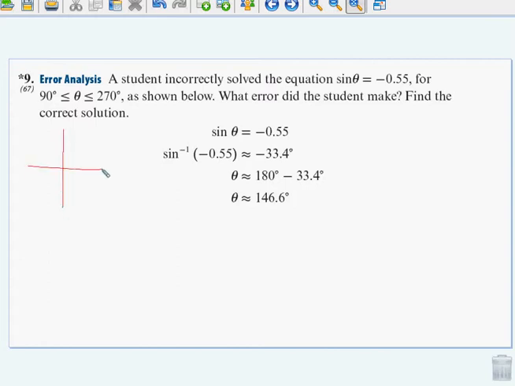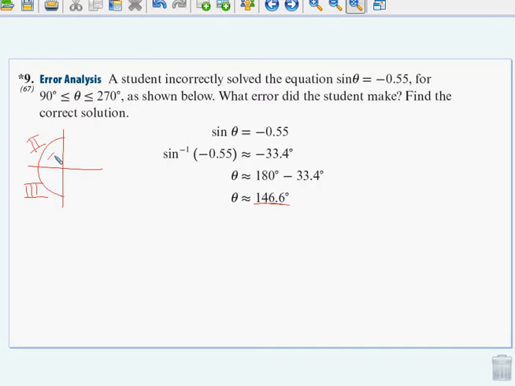Let me show you that visually on the XY plane. 90 degrees is here, and then 270 ends right here. So it's got to be either somewhere in the second or third quadrant. Okay, our answer has to be somewhere in the second or third quadrant. Well, if we look here, our answer, 146.6 degrees, is in the second quadrant because it's less than 180, so it's got to be over here somewhere. But what's wrong with it then?